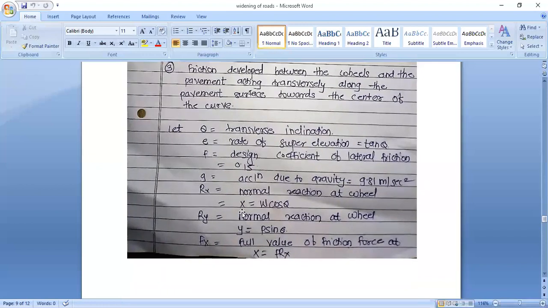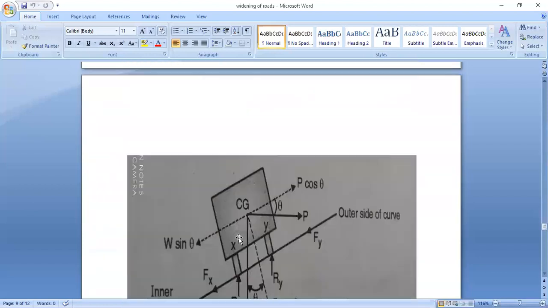Then Rx is equal to normal reaction at wheel, and the value of Rx is equal to W cos theta. Then Ry is equal to normal reaction at wheel, and the value of Ry is equal to P sin theta. Then Fx is equal to full value of friction force at X, equal to Frx, and also Fy is equal to full value of friction force at Y, equal to Fry. Now see, remember all these terms, which will help while calculating the super elevation.